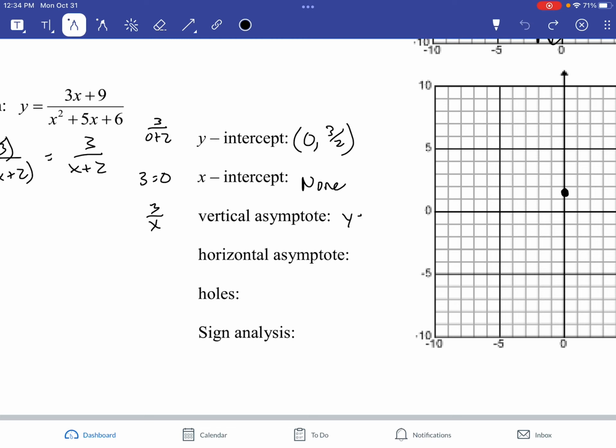Oh, sorry, hold on. I skipped ahead. My apologies. Vertical asymptote is x plus 2 equals 0. Solve for x, we'll get negative 2.